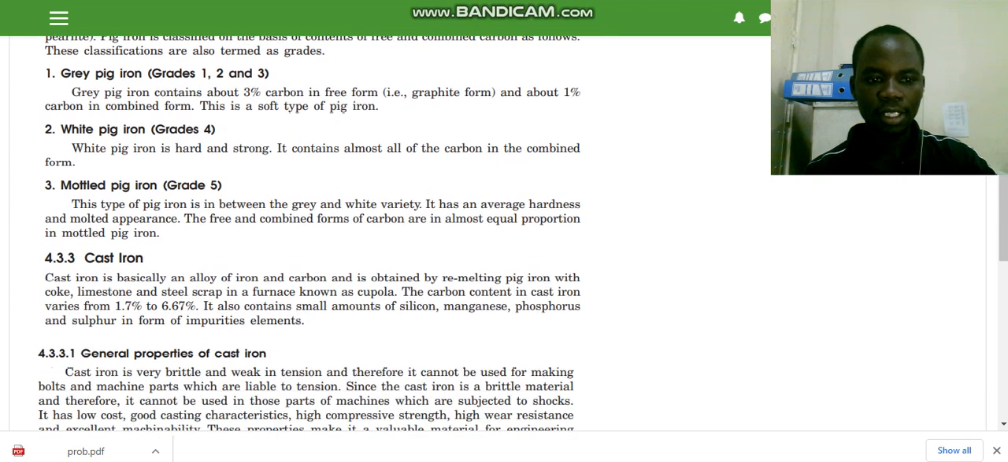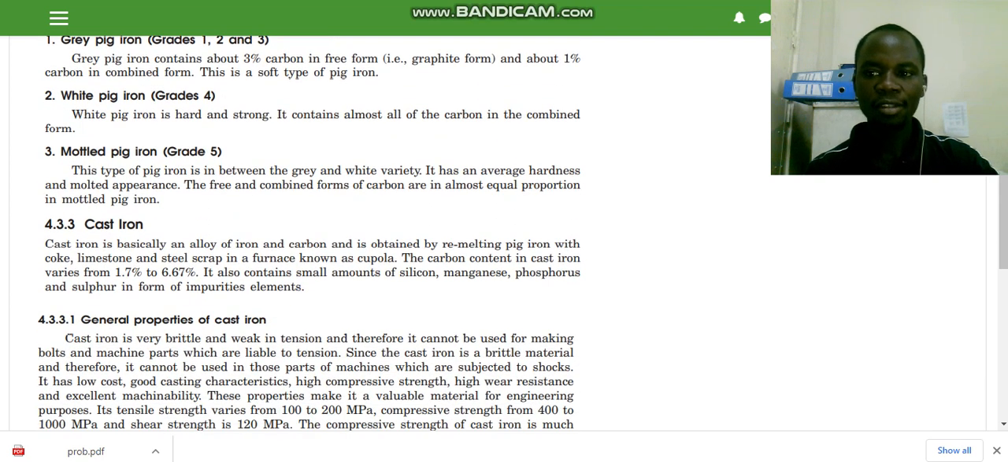So let's discuss another type of iron other than pig iron. We have cast iron. Cast iron is basically an alloy of iron and carbon and is obtained by remelting pig iron with coke, limestone and steel scrap in a furnace known as a cupola. The carbon content in cast iron varies from 1.7% to 6.67%. It also contains small amounts of silicon, manganese, phosphorus and sulfur in the form of impurity elements.